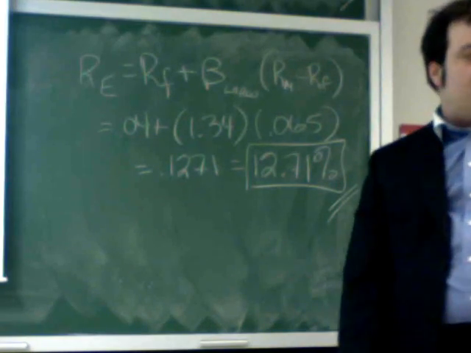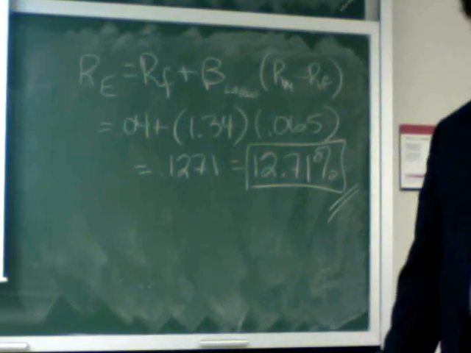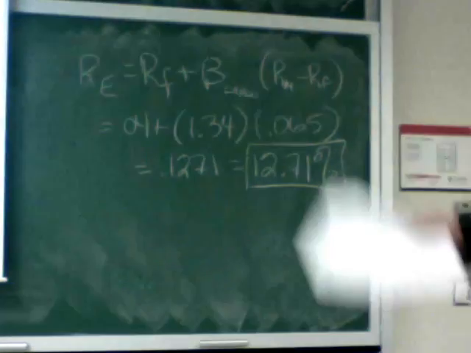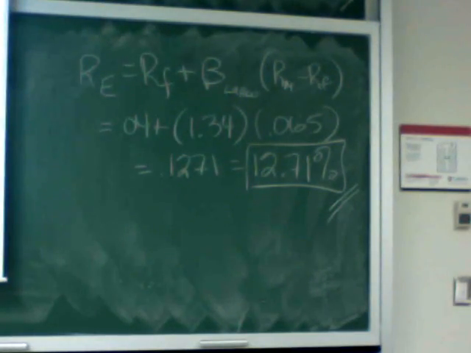So if Delta wanted a discount rate to use for their capital budgeting project, they would use 12.71.